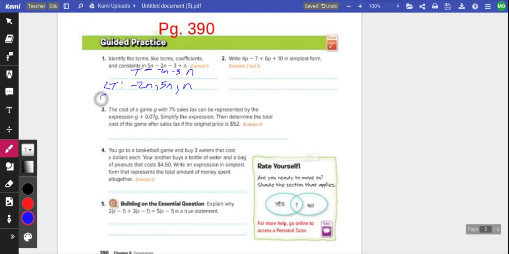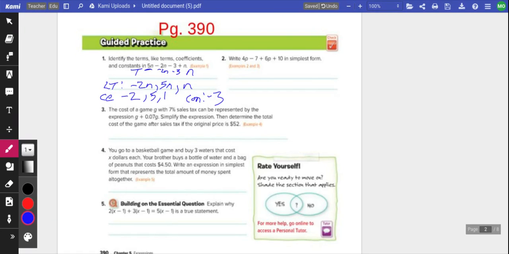Okay, our coefficients, so that's everything that's in front of these n's. So that'd be my negative 2, a 5, and actually a 1. We don't see the 1, but it is there. It's an invisible 1. In our constant, that is just that negative 3.